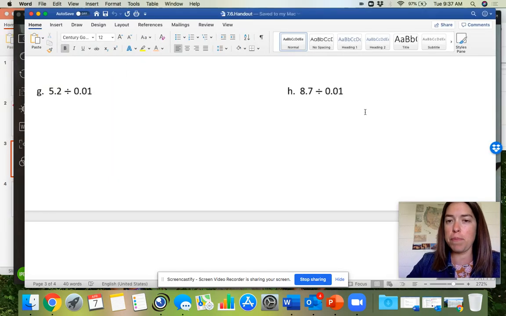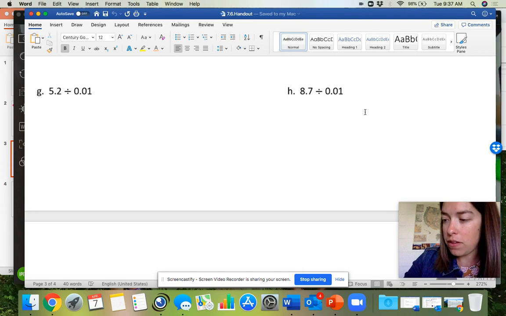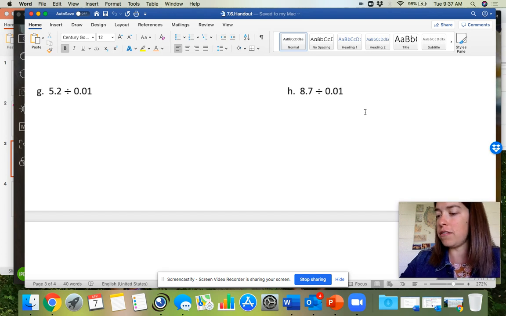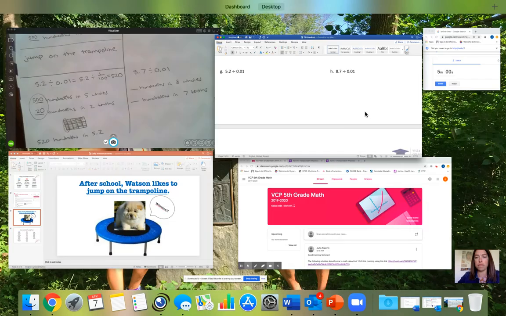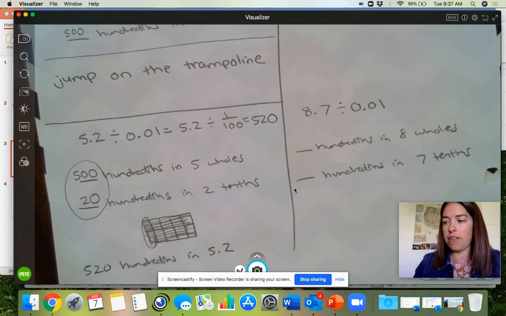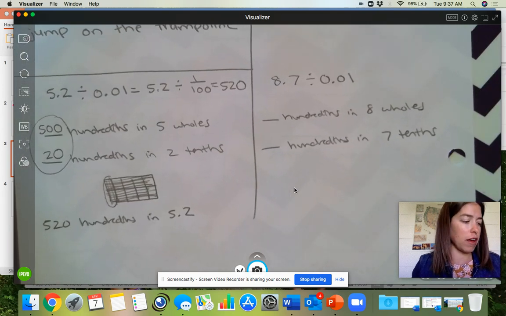Go ahead and set up your paper. 8 and 7 tenths divided by 100. This is what mine looks like when I have it set up. Go ahead and take 1 minute to solve on your own.